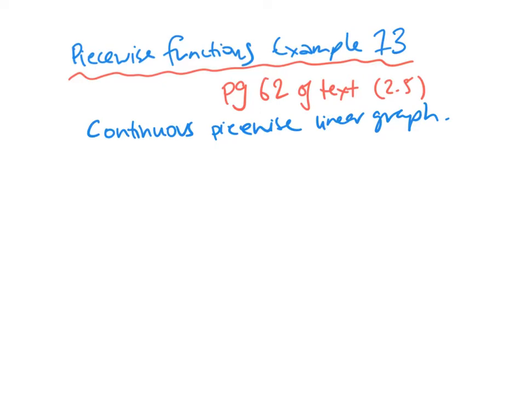Hi there, this is an explanation of how to do example 13 for piecewise functions. A piecewise function is a function that is made up of pieces or parts. So rather than being one continuous function, a line or a parabola, it's some combination. This example here has two lines together.